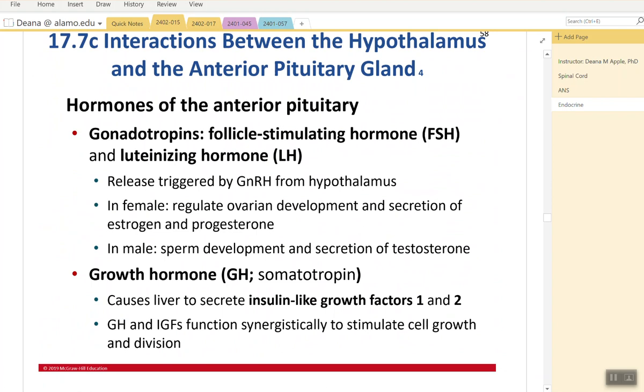Form follows function. Growth hormone, or somatotropin, causes the liver to secrete something called IGF, insulin-like growth factors. IGF-1 and IGF-2 are two similar but distinct proteins, hormones that are released from the liver. They act with growth hormone to stimulate cell growth and division, primarily of skeletal and musculoskeletal tissues.